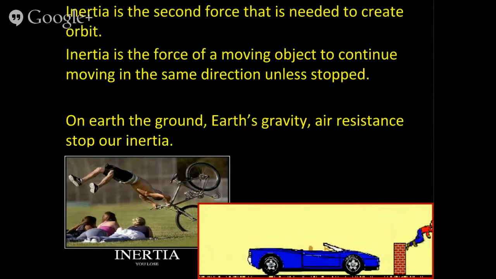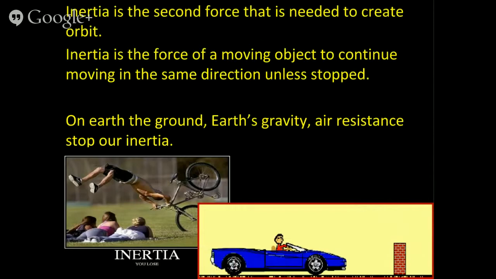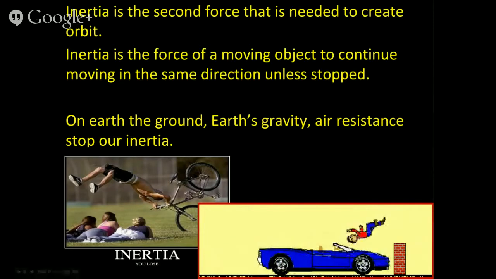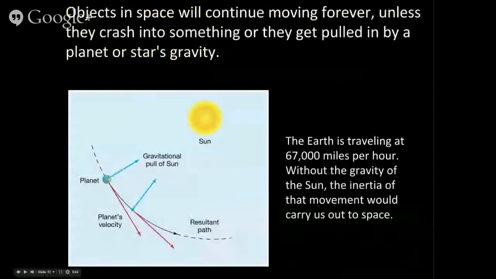But out in space, there's not as much to stop the inertia. So if you look on this next slide here, you'll see that objects in space will continue moving forward forever unless they crash into something or they get pulled in by a planet or star's gravity. So let's take a look at this planet right here. This object will continue moving forward due to inertia. There's nothing to stop it.